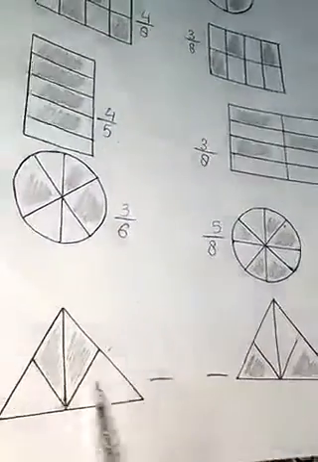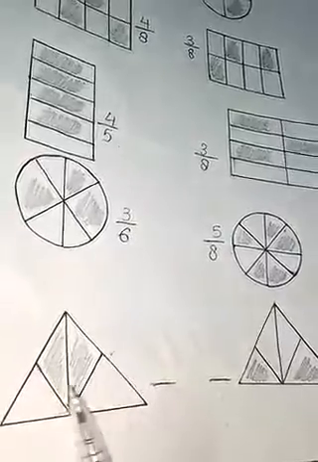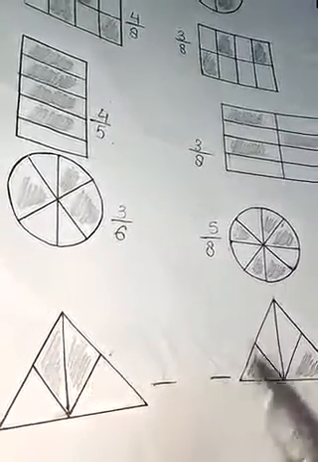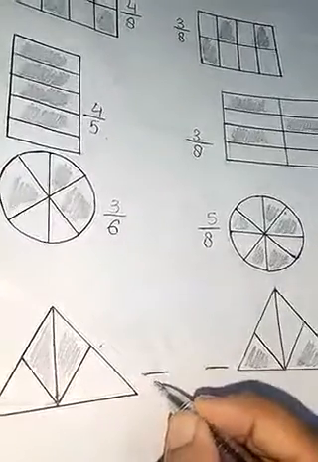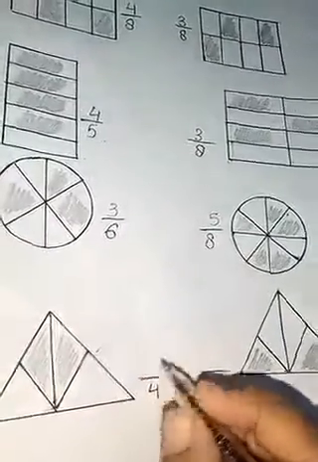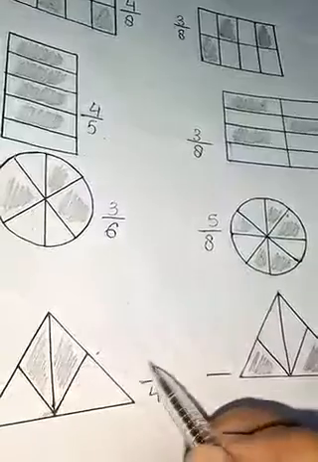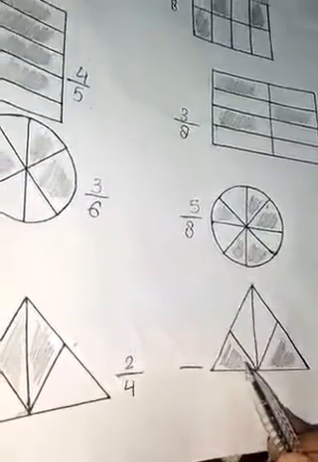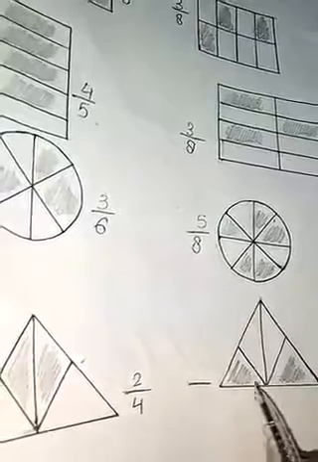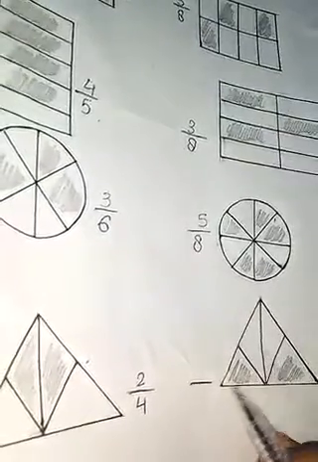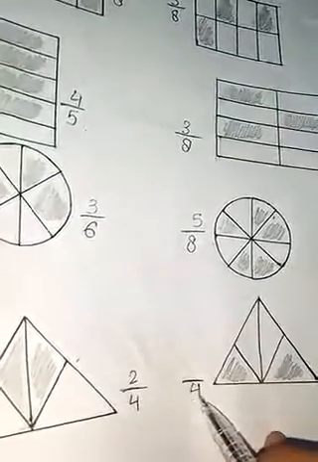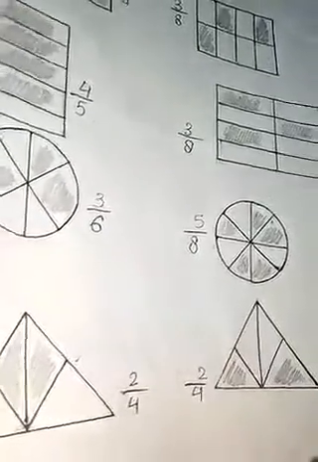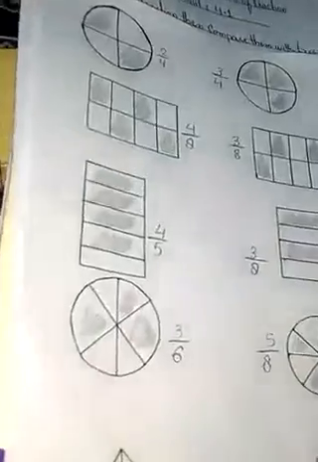Okay, in the last one we have a triangle and it is divided into 4 parts. So the denominator is 4 and the colored parts are 1 and 2. On the right hand side again we have a triangle divided into 4 parts. So the denominator is 4 and the shaded parts are 2. Now we have written all the fractions.